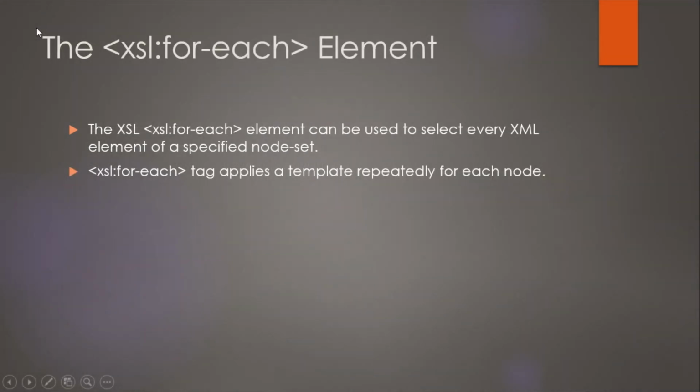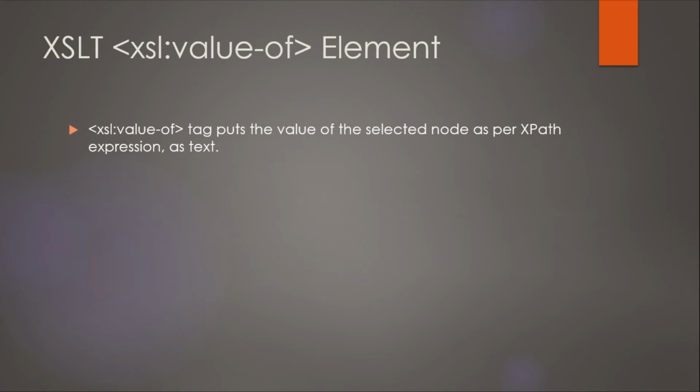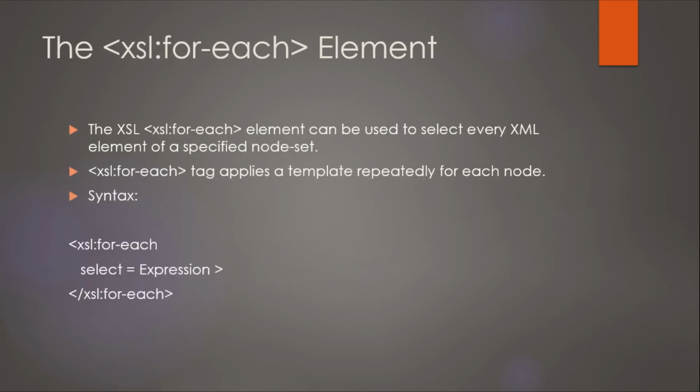Now next is the XSL for-each element. The XSL for-each element can be used to select every XML element of the specified node set. The XSL for-each tag applies a template repeatedly for each node. Now the syntax is xsl:for-each select expression. The select is the attribute of the for-each element. It is an XPath expression to be evaluated in the current context to determine the set of nodes to be iterated.